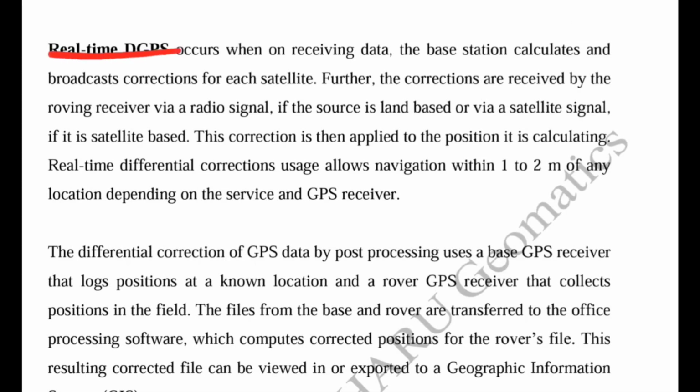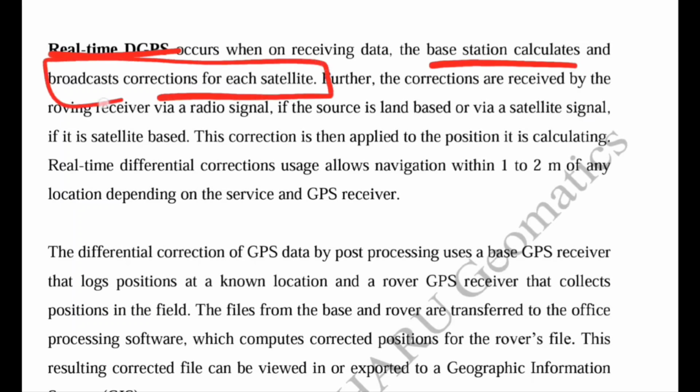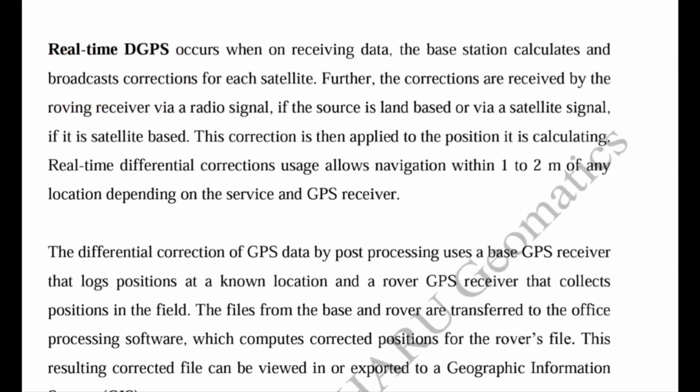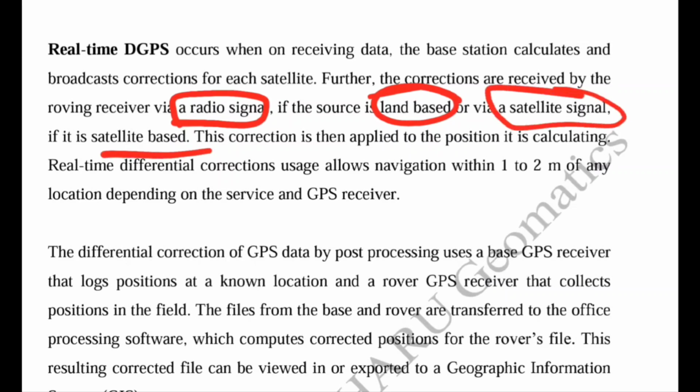First one is the real-time DGPS, in which the base station calculates and broadcasts corrections for each satellite in real time, with the help of a radio signal. The corrections are received by the roving receiver via radio signal, and the source is land based or via satellite signal. If the rover receiver is land based, then the correction can be applied with the help of radio signal, and if it is satellite based, then the correction may be applied with the help of satellite signal. So this correction is applied to the position.